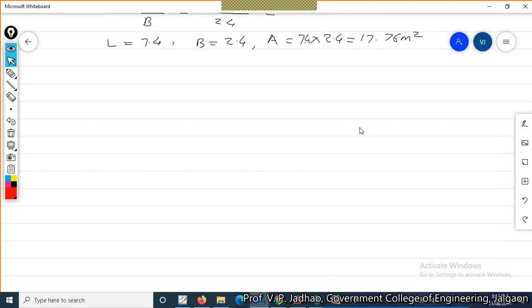Next we have to proportion the footing in such a way that it coincides with the centroid of the load.